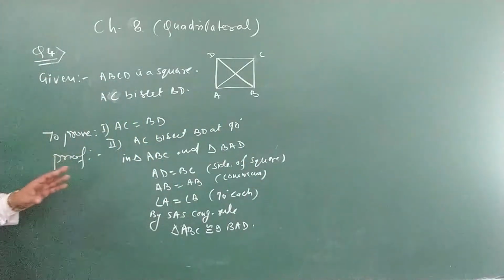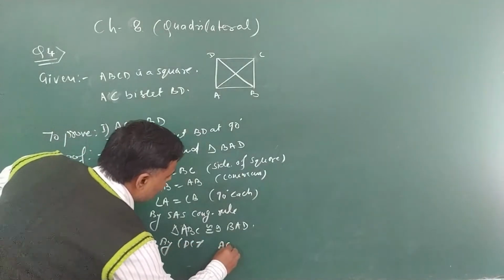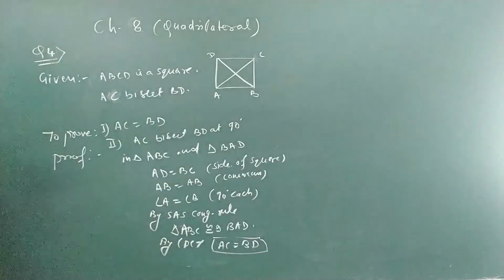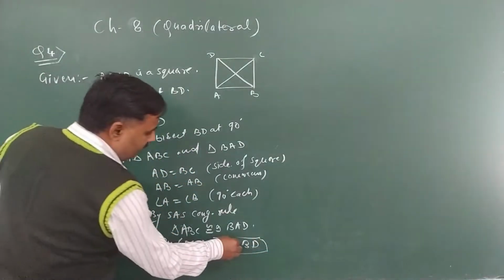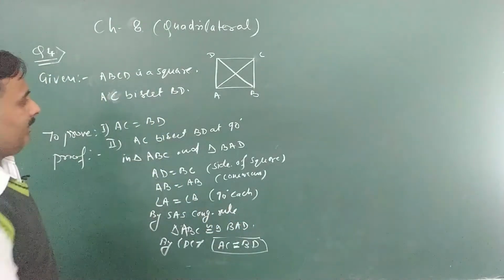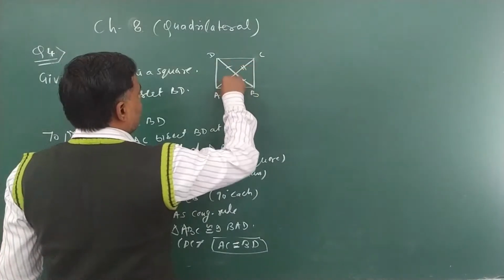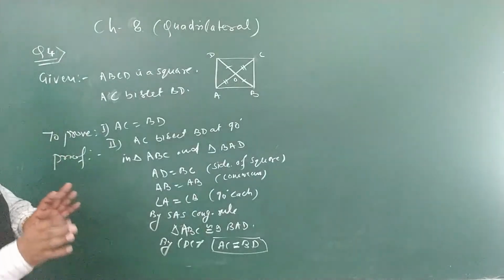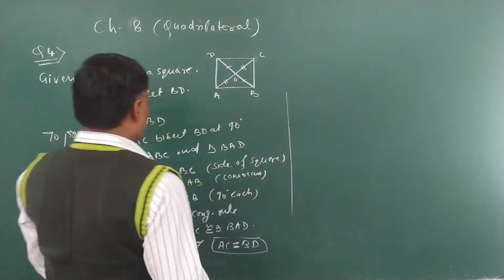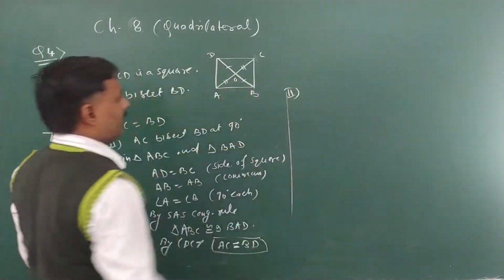Now if these two triangles are congruent, we can say by CPCT, AC is equal to BD. That's your first part. Now we prove the second one. If AC and BD are equal and they are bisecting, we simply prove that they are bisecting at 90 degree. They are bisecting, but we are proving that they are bisecting at 90 degree. So this is your first part. Now we prove the second one.